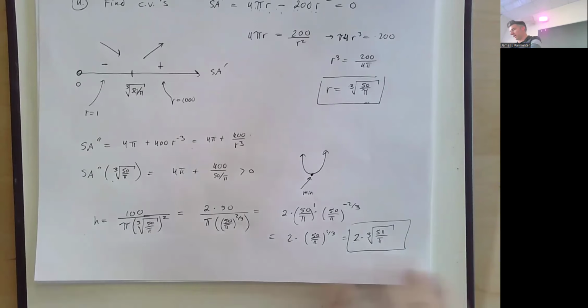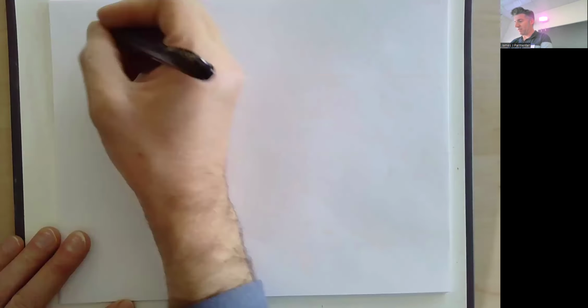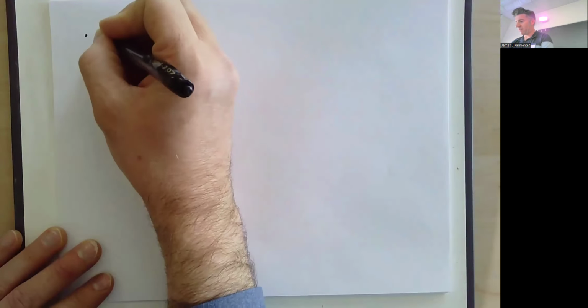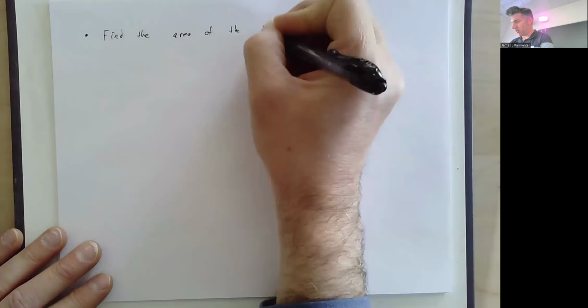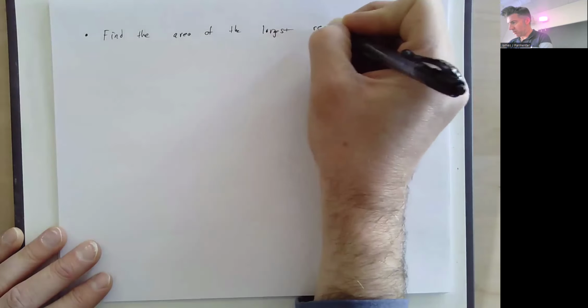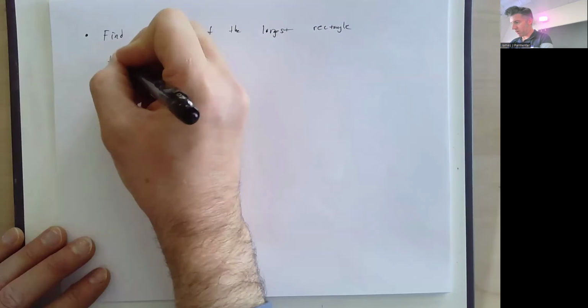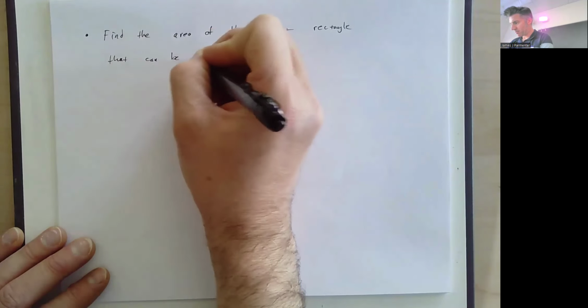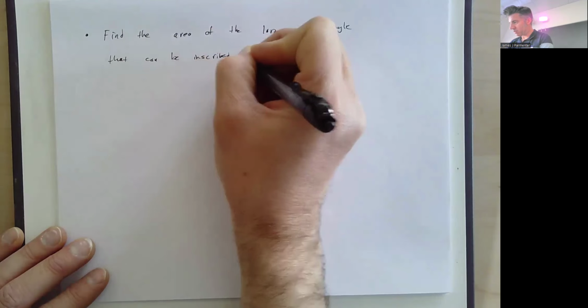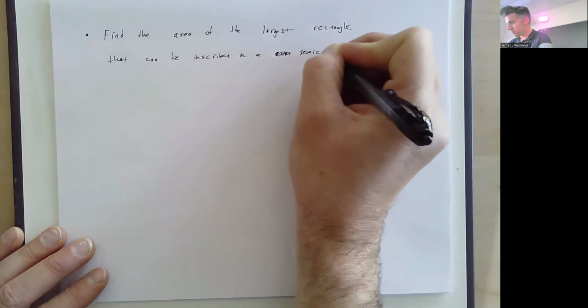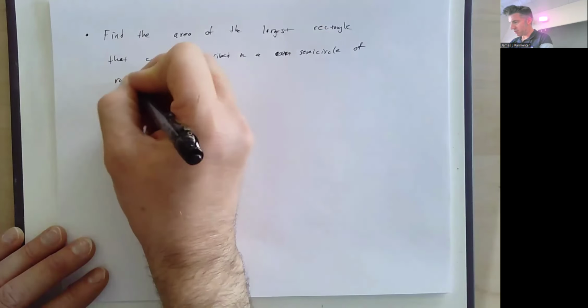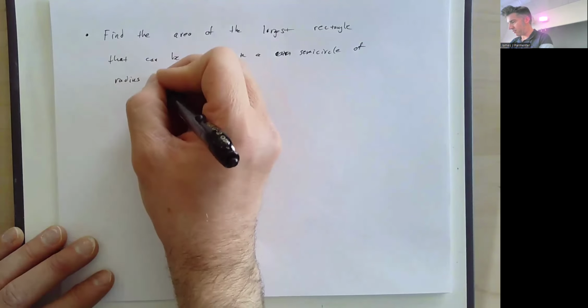So here's kind of a classic problem. It's not too terrible. I'm going to phrase this one slightly differently. We want to find the area of the largest rectangle that can be inscribed in a semicircle of radius 5.